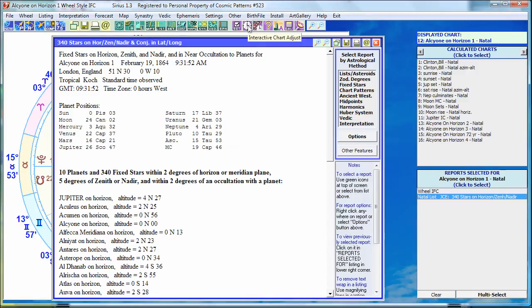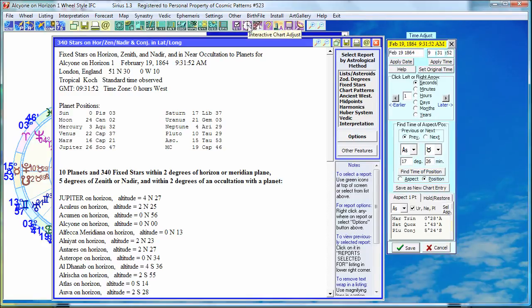I just went to time adjust. You click on interactive chart adjust, and then you can move it forward and backward. Watch this. If I move this just 5 minutes, the nice thing about the time adjust is whatever you're looking at will stay there. Let me just do 1 minute. You see Alcyone, altitude 0 north 0, 0. In just 1 minute means it's right on the horizon. I move it 1 minute. I click right. It moves 7 minutes. In just 1 minute of time, I move another minute. Now it's 0 north 15. So you've got to have the chart to the minute to have the star right on the horizon.